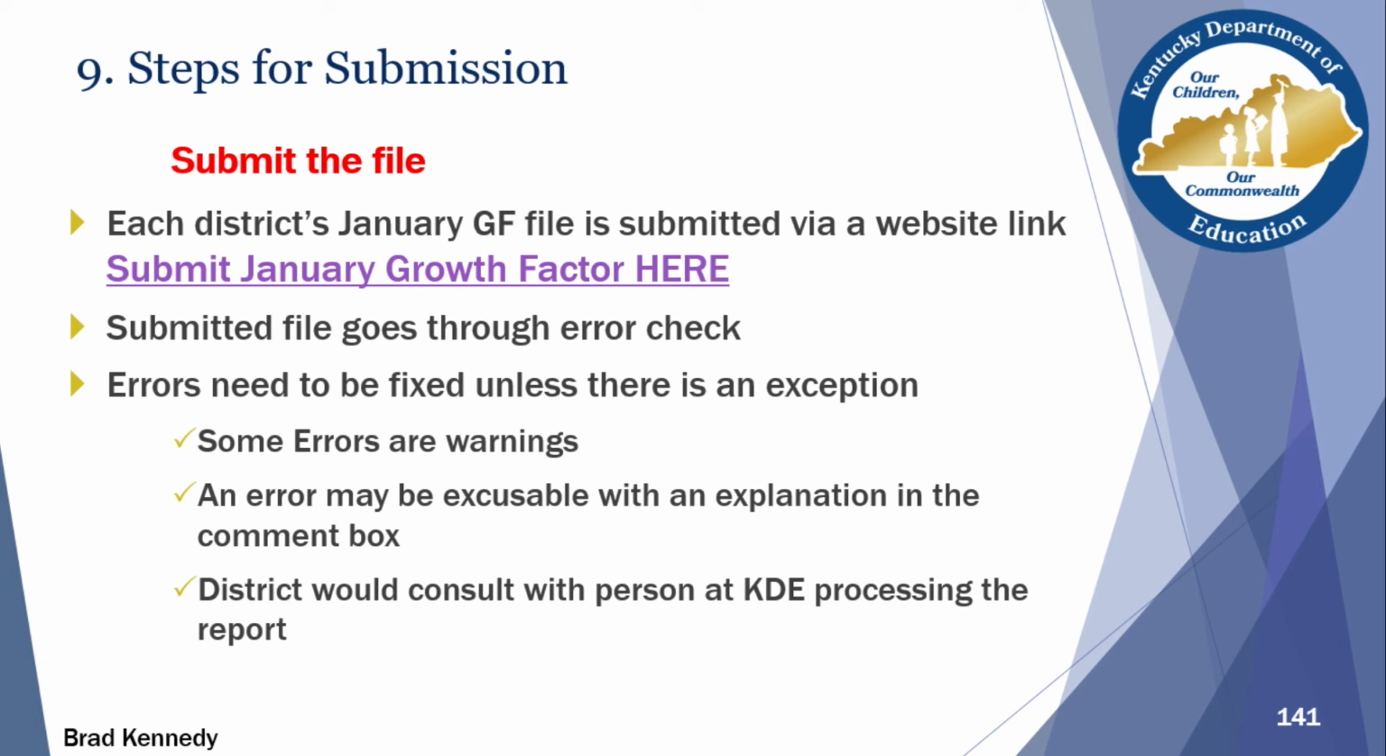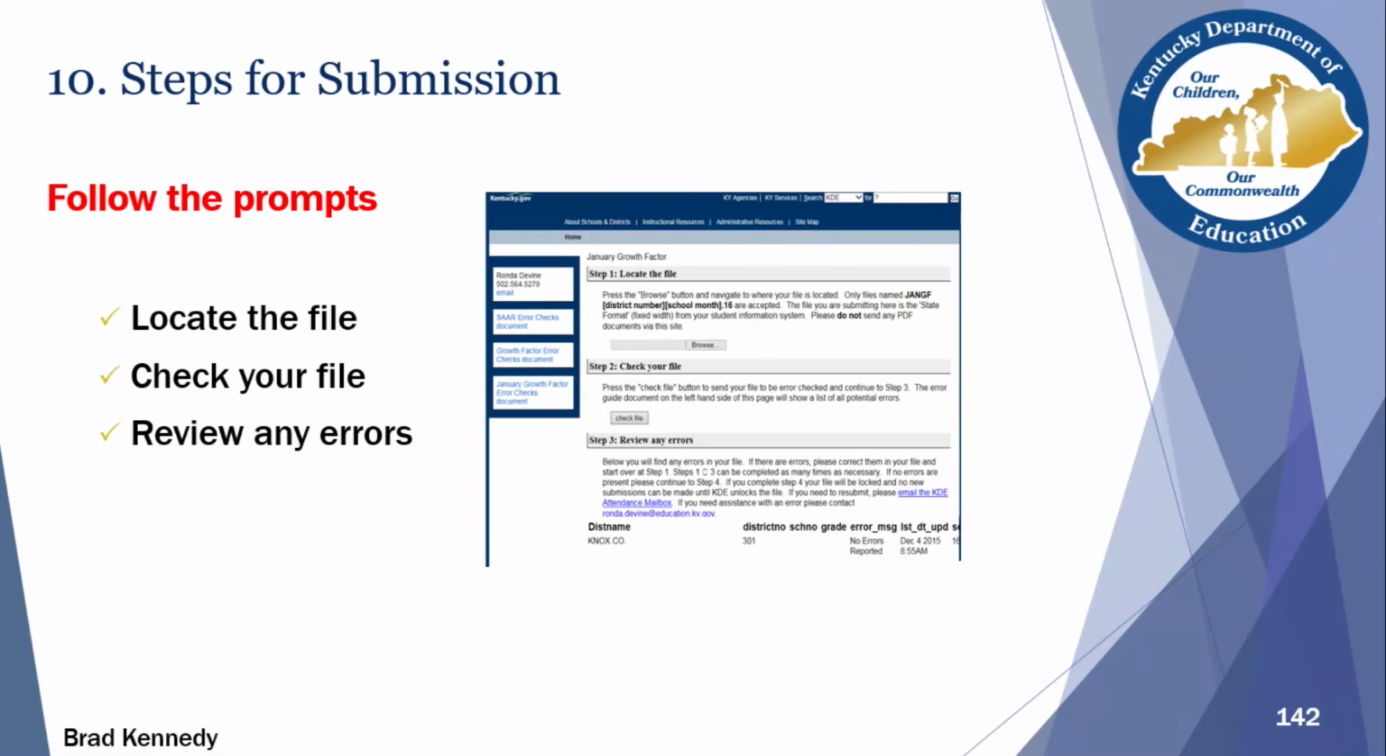You will submit your January growth factor through the KDE webpage. You can search SAR or growth factor, and it'll take you, and you'll see a submission link. Once you have uploaded your file, it'll go through an error check, and hopefully we don't have any errors. But if so, we can troubleshoot and solve them.